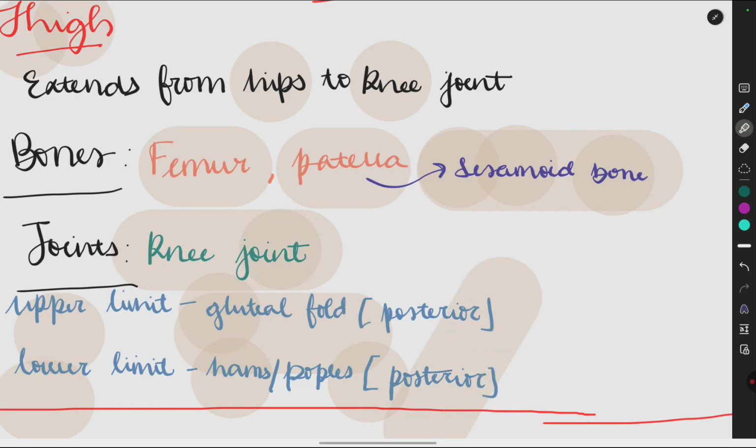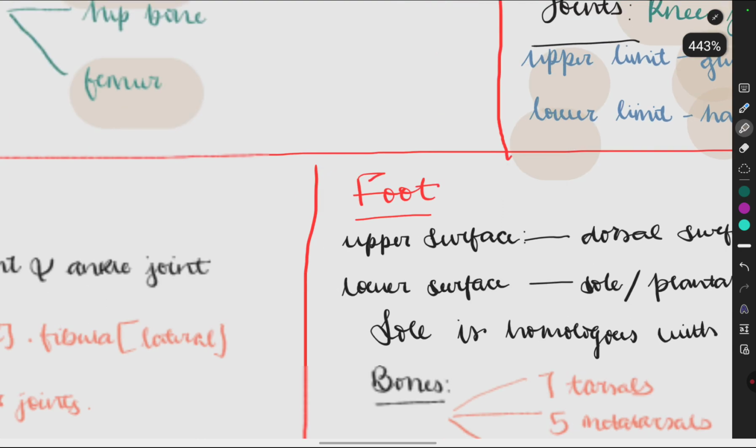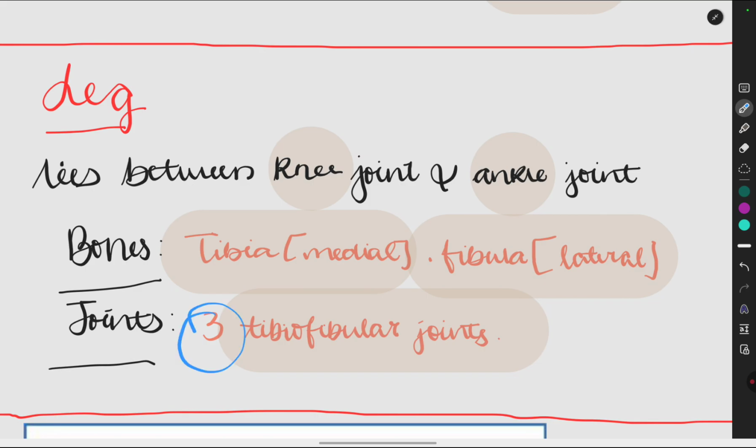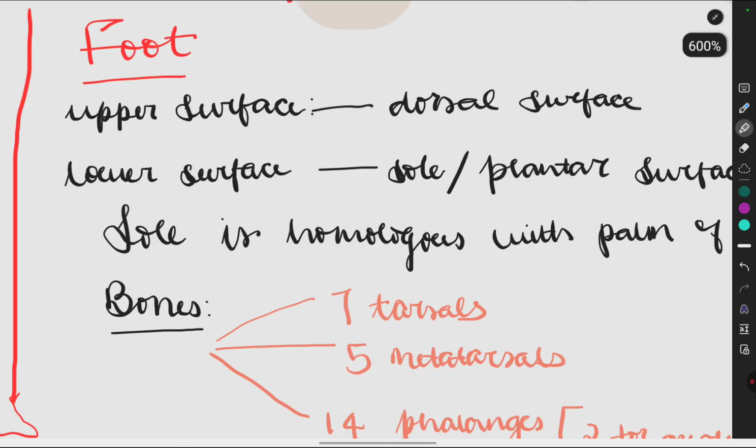Also, it contains the knee joint connecting the femur and the leg bones, that are tibia, the medial bone, and fibula, the lateral bone. Now we are going to talk about the leg. The leg lies between the knee joint and the ankle joint. As I've already told you, the bones it contains are the medial bone, the tibia, and the lateral bone, the fibula. As for joints, it contains 3 tibiofibular joints. Just remember this number.